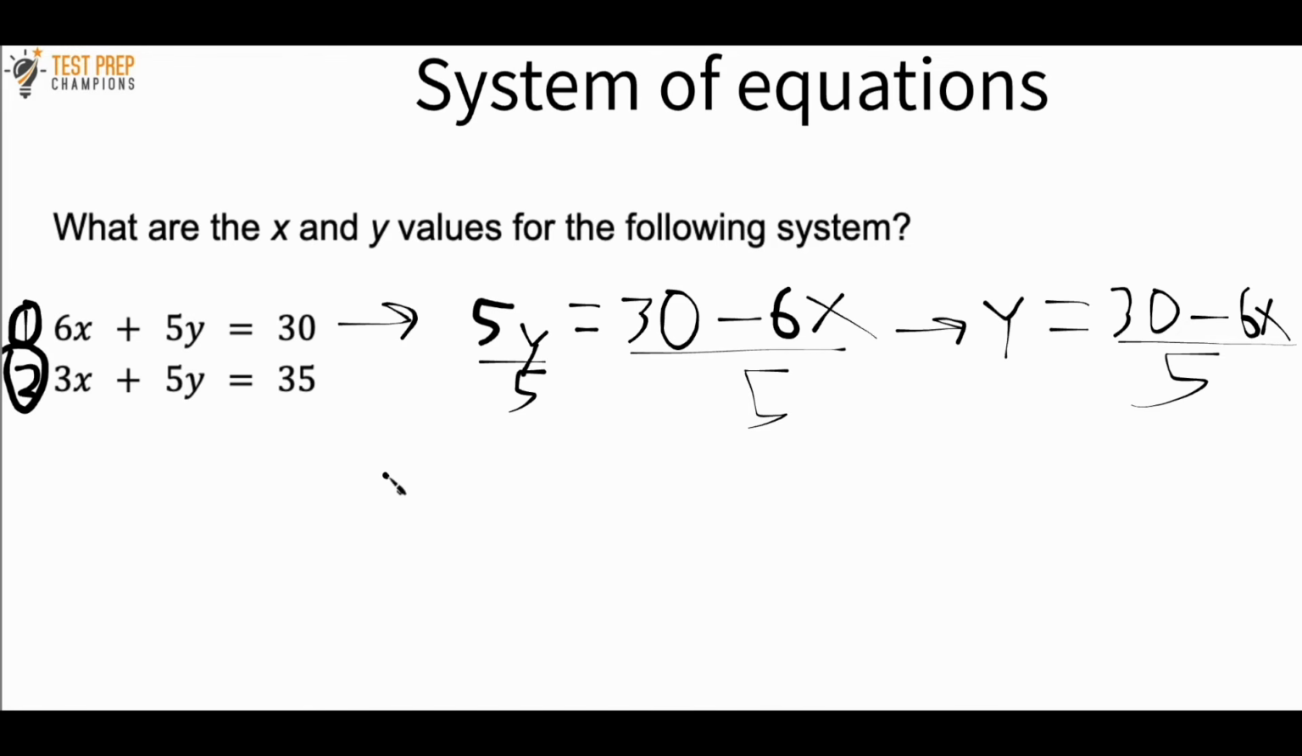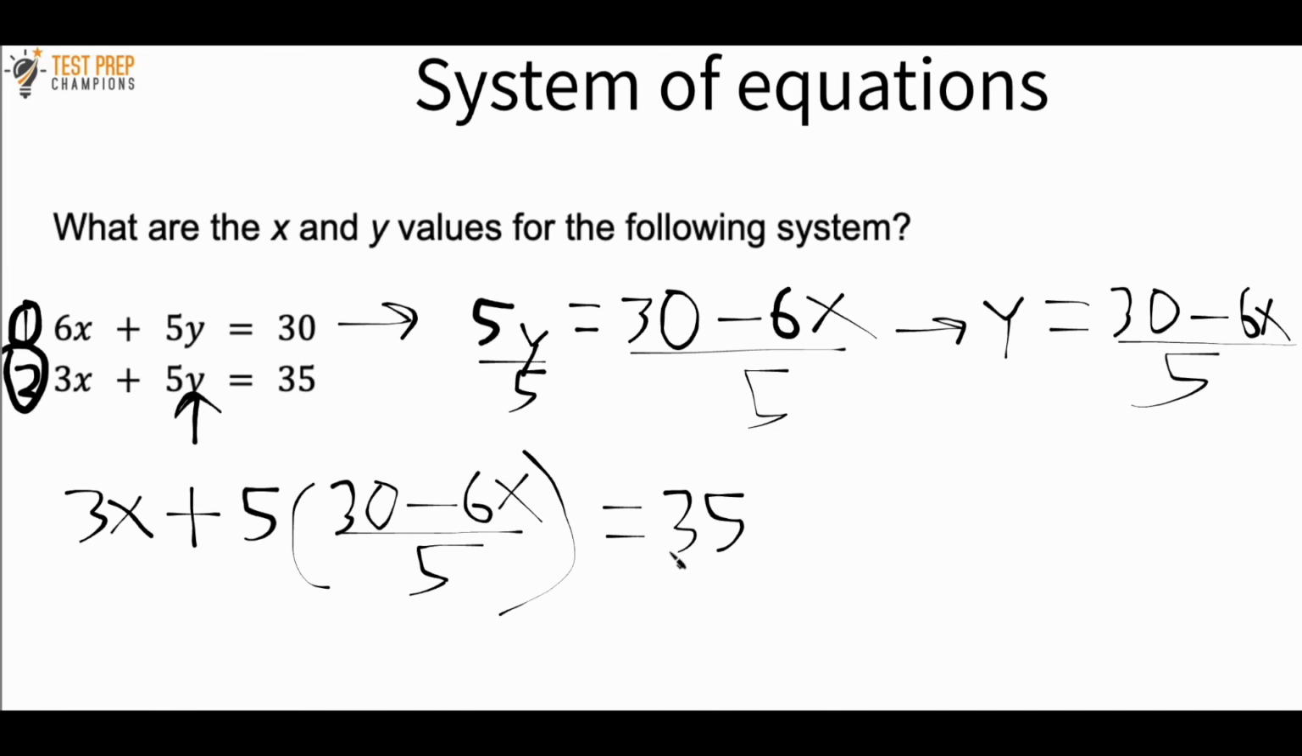So now let me come down to equation 2. And for equation 2, where it says y right here, I'm going to replace this y with 30 minus 6x over 5. So again, I'm just going to come down to equation 2, and I'm going to plug in 30 minus 6x over 5 in place of y. So that's all I'm doing. So what I see right away here is that I can actually cancel these 5's out because 5 divided by 5 is 1. So that actually makes this a bit easier to work with.